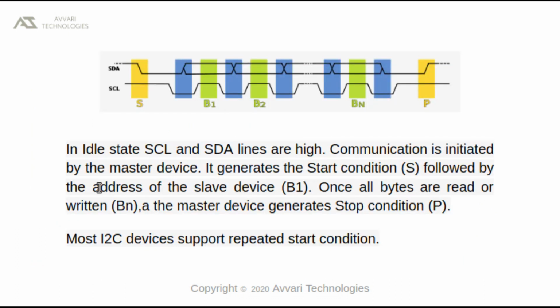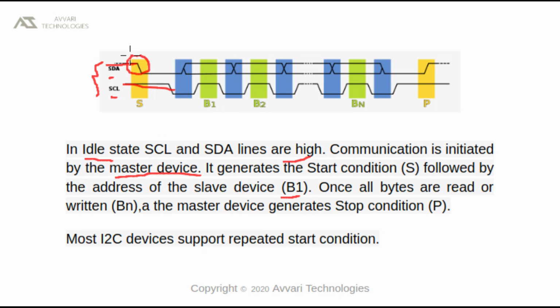Protocol basics. In the idle state, both SDA, the data line, and the clock line are high. Here you can see both are high in the idle state. Communication is initiated by the master device. We know that communication is always initiated by the master device. The master has the authority to decide whether to perform a write operation or a read operation. Start condition, followed by the address of the slave device. Once all bytes are read or written, the master device generates the stop condition.